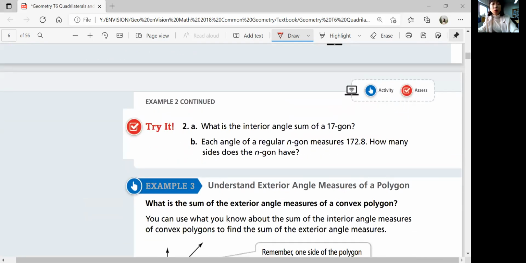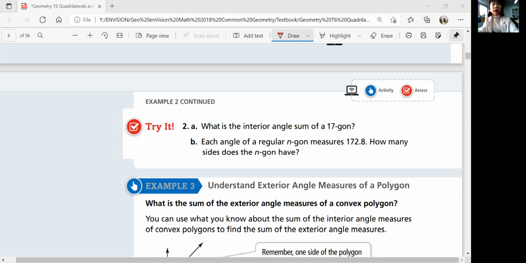All right, try number 2 on the next page. What's the interior angle sum of a 17-gon? Looking at your theorem, figure out the interior angle sum of a 17-gon. It's going to be a big angle. Okay, part B: each angle of a regular n-gon measures 172.8. How many sides does the n-gon have? So first, figure out the sum of the interior angles, and then if the regular n-gon has 172.8, how many sides does it have? Use the equation and the formula to figure out n, okay? So come back when you're ready.